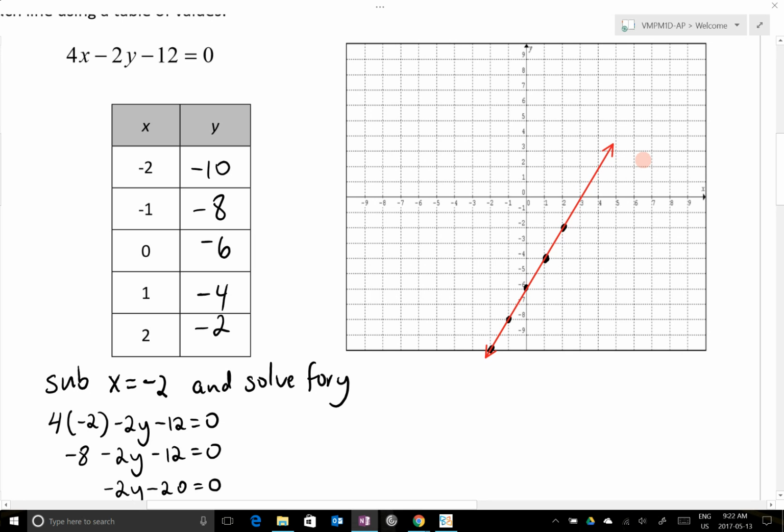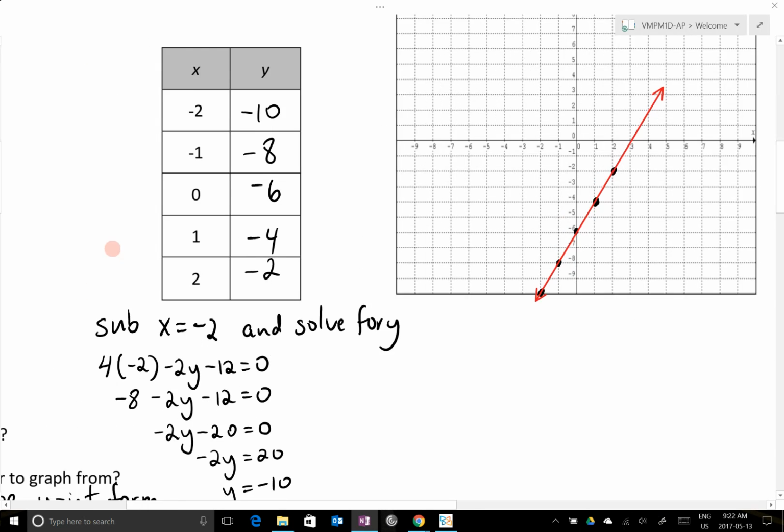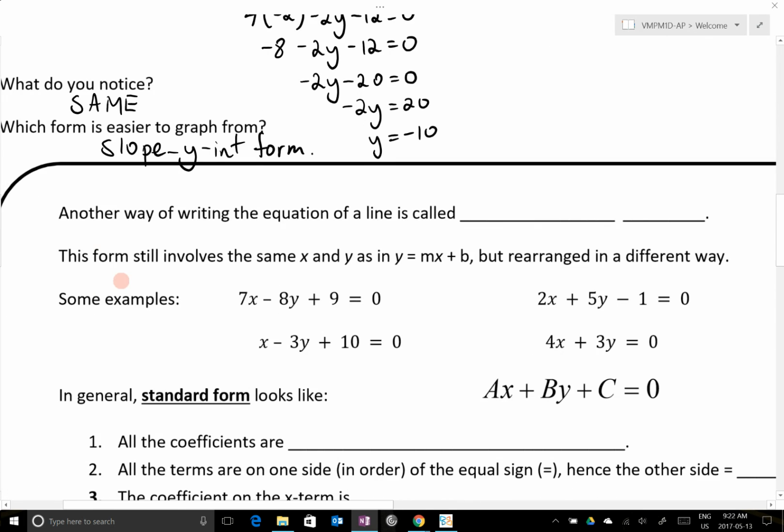Okay, and there you go. For all these other points, do the same thing. Just substitute your x value and find your y value. Now, this form of the equation, when it's not mx plus b, it's called something else. It's called the standard form. So write that down here in our notes.